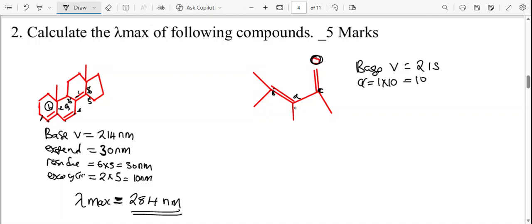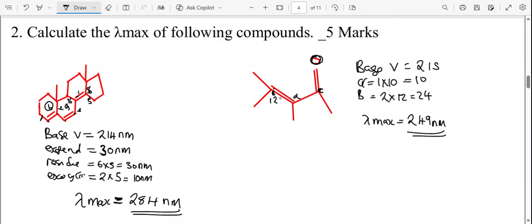Then when we go to the beta carbon, at beta there are also 2 residues or substituents. So beta will hold the value of 12. Then gamma and delta, they'll be having 18. So this will say 12, that will give us 24. So when you add those two, you get your lambda max. So your lambda max now will be 249 nanometers. All right, that is it about this.